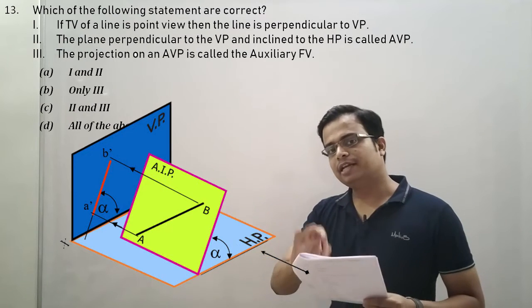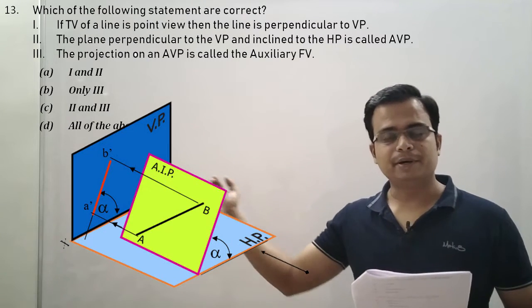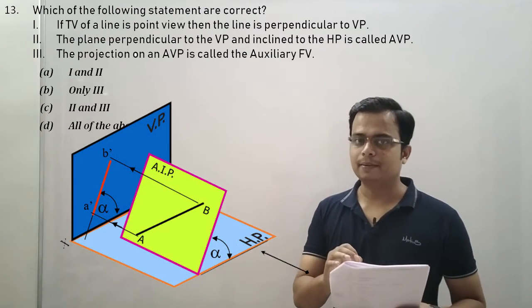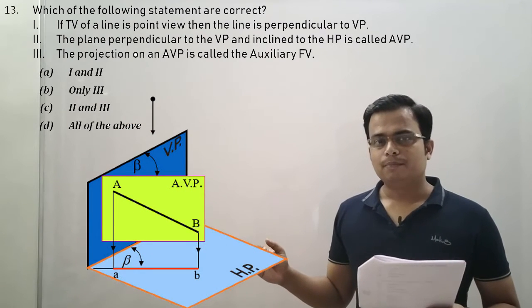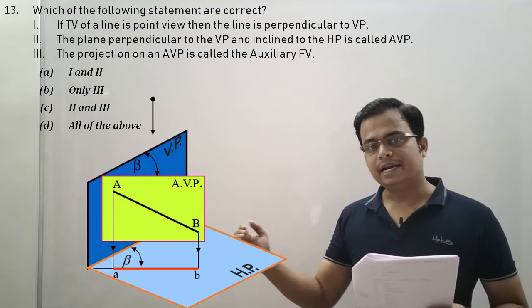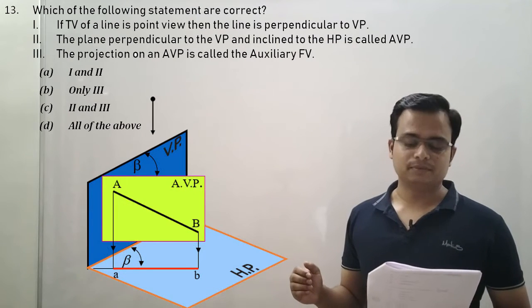Inclined to HP is the auxiliary inclined plane. Remember this: inclined to HP and perpendicular to VP is the auxiliary inclined plane, AIP. And then we've got the AVP. This is inclined to VP. AVP is inclined to VP and perpendicular to HP.